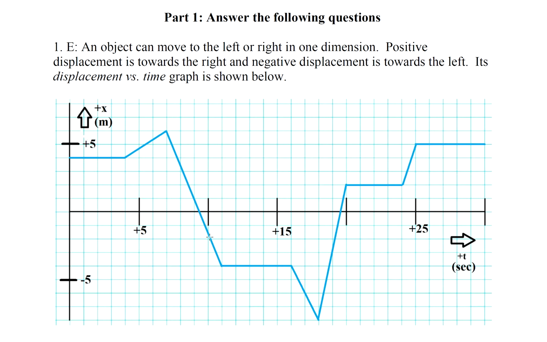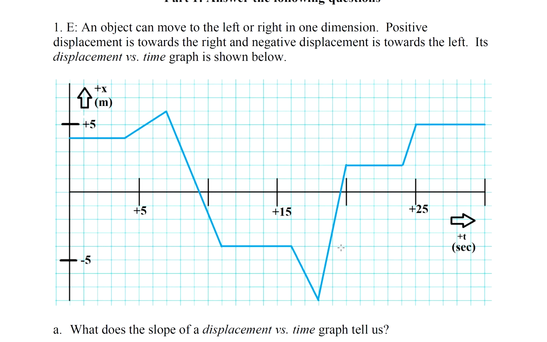Then it continues to go backwards to the left. And then it's at rest from 11 seconds to 16 seconds. And then from 16 seconds to 18 seconds, it continues to go to the left. Then it starts moving to the right. And at about 19.5 seconds, it's at the origin. It continues to go to the right. And at 20 seconds, it's at x equals positive 2.